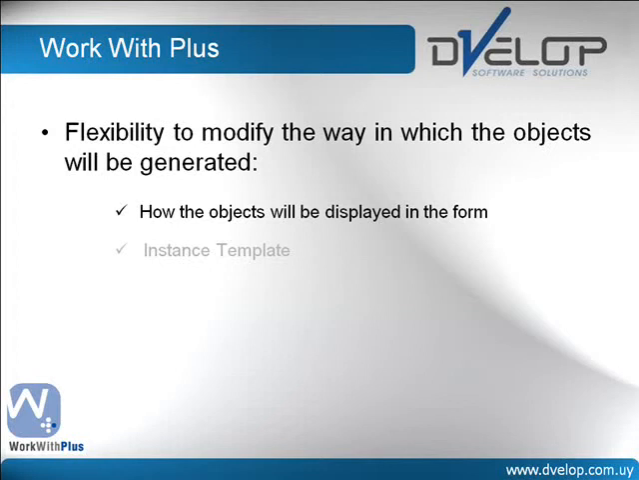Now, let's suppose that our designer has a prototype of all the forms and how they need to be created by default. It would not be efficient if we needed to modify the WorkWithPlus instance of each transaction in order to generate the object according to this prototype. If we have a knowledge base of 100 transactions, we would have to repeat this process 100 times. With this in mind, we created the instance template.